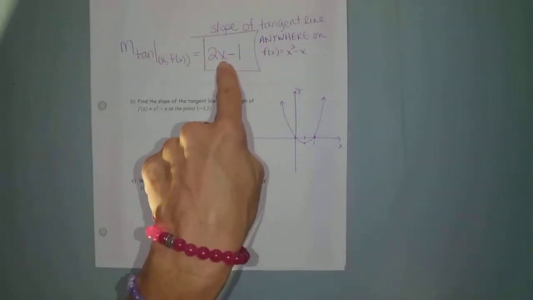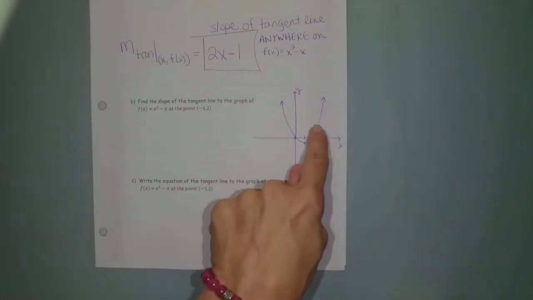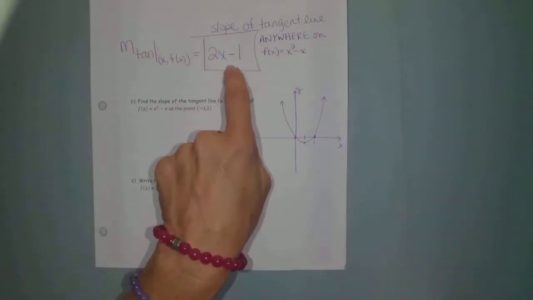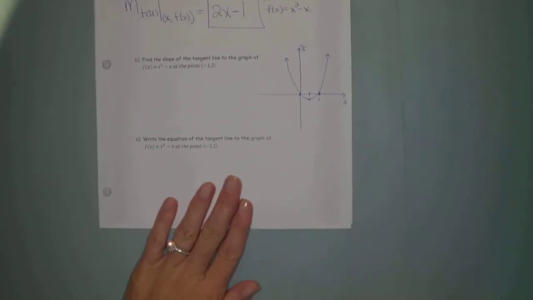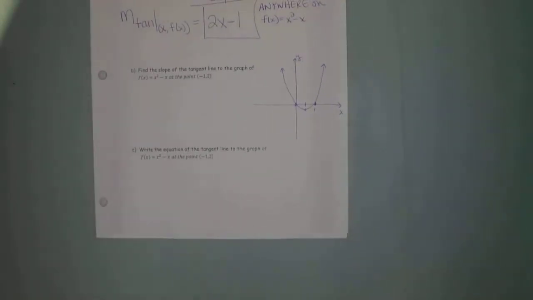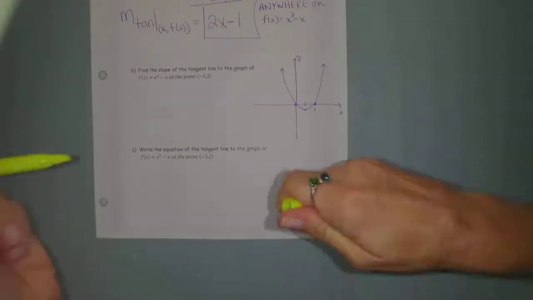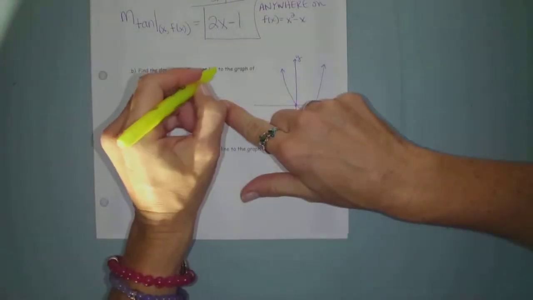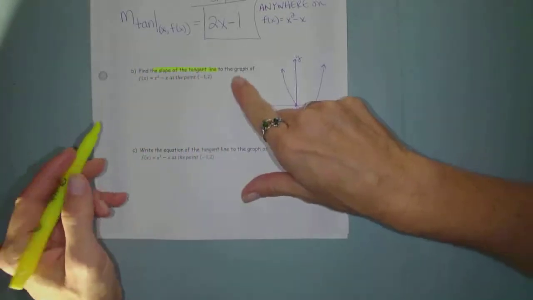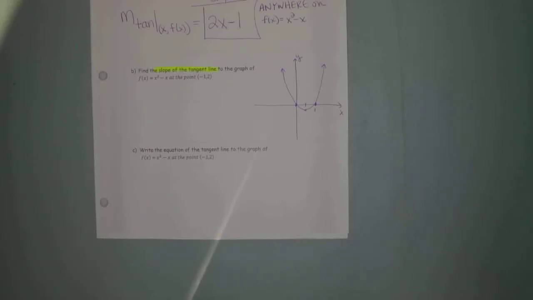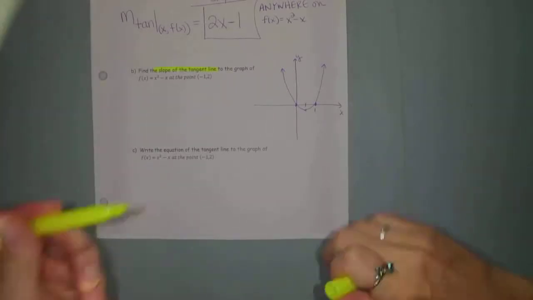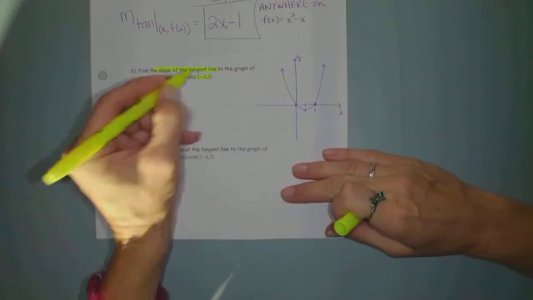We just have to plug in the value of x where we want to find the slope on the curve, and we will get it by using this. So this is what we're going to do in part B. It says, find the slope of the tangent line to the graph from above, the parabola f of x equals x squared minus x, and then they actually give us a specific point, the point negative 1, 2.